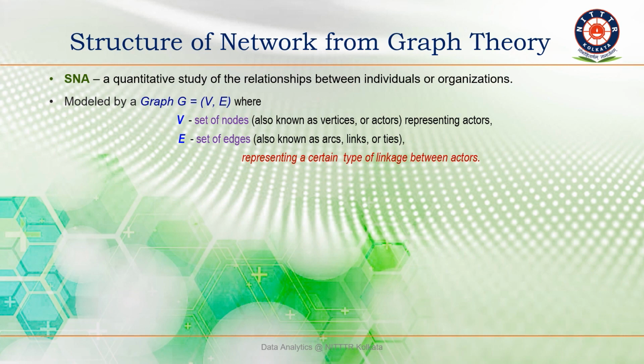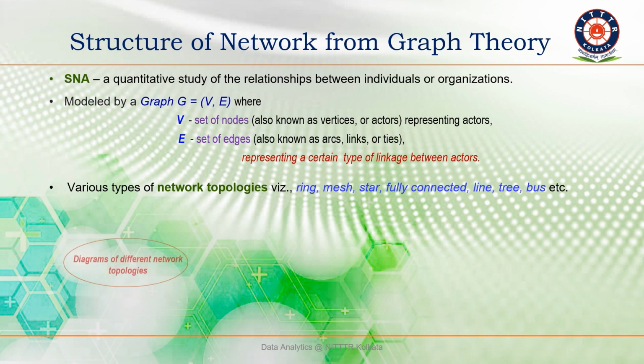the actors. There are various structural topologies you can see in the graph, that is basically ring, mesh, star, fully connected, line, tree or bus. These various network topologies can be seen in the network.